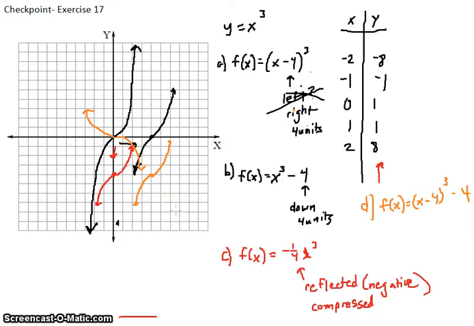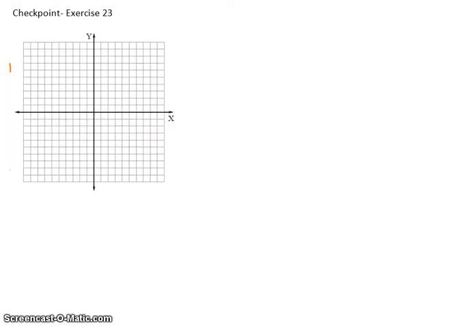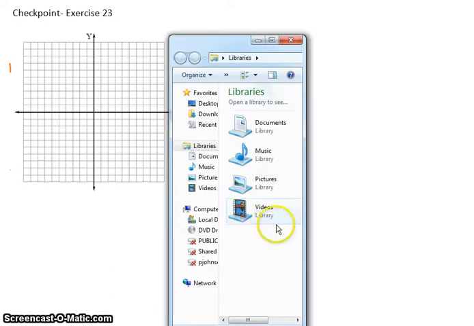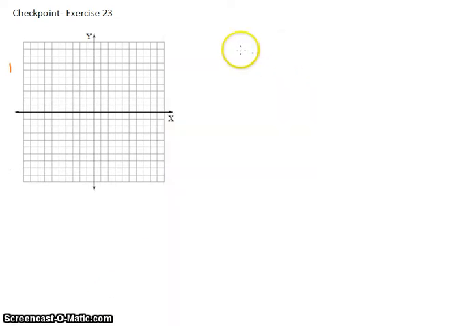So there is my graph with all of the transformations. Now for 23, it's asking us to describe the left and right hand behavior of the graph. So what we have here for 23 is this function 5 minus 7 halves x minus 3x squared.